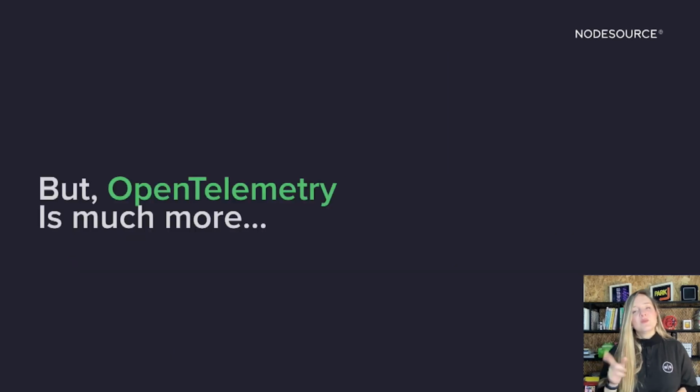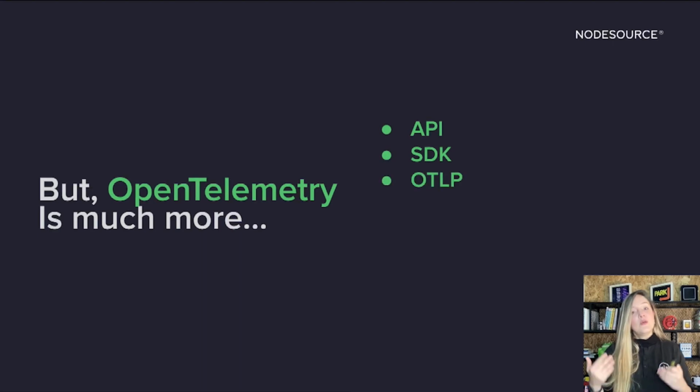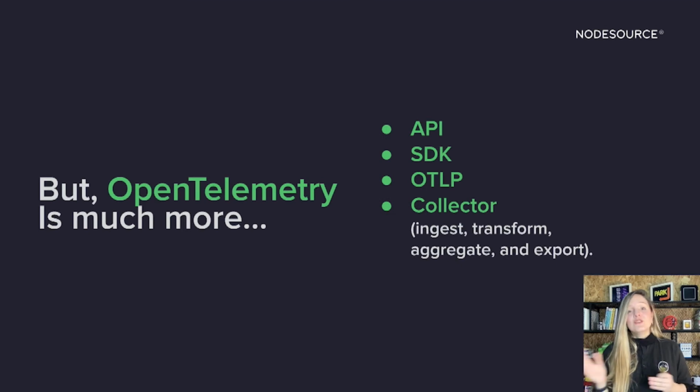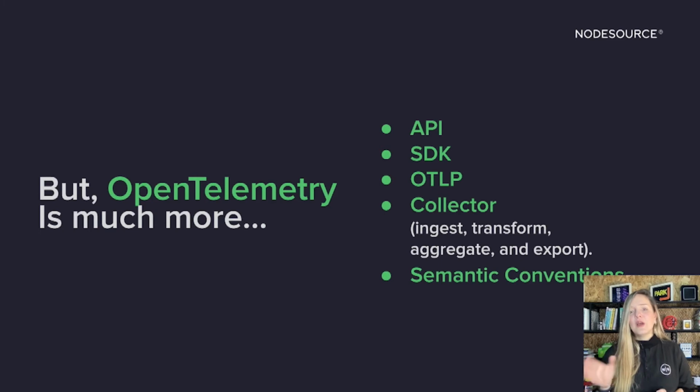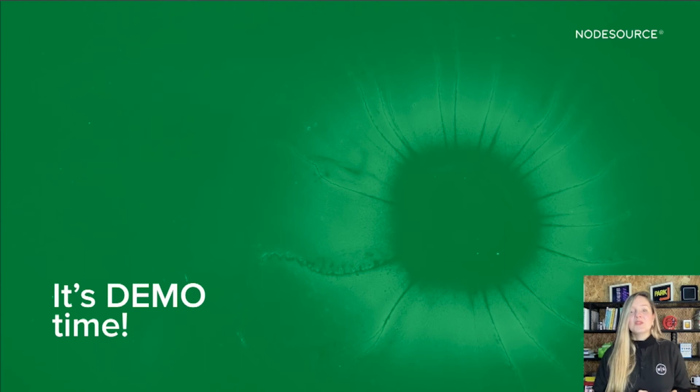But OpenTelemetry is much more. It defines an API, which defines data types and operations for generating and correlating tracing, metrics, and logging data. We have the SDK, which provides a language-specific implementation of the API. We have OTLP, a protocol to transport the telemetry data. We have a collector to receive, process, and export telemetry data. And finally, we have semantic conventions to have a well-defined naming for the attributes associated with the signals: service name, HTTP port, etc.